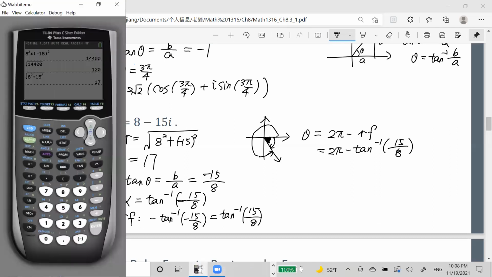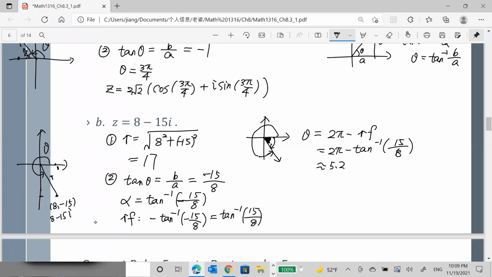Let's use a calculator. 2 pi, second. Make sure your mode is in radian form, because 2 pi is radians. So when you do the calculation, second mode, be careful, it must be radian mode. So 2 times pi. Pi is here. Look at this button, pi. So use second, exponent sign. That's 2 pi. And then minus inverse tangent, second tangent inverse, 15 divided by 8, close the parentheses, hit enter. That's about 5.2 if we keep one decimal. So we have the r, we have the theta.